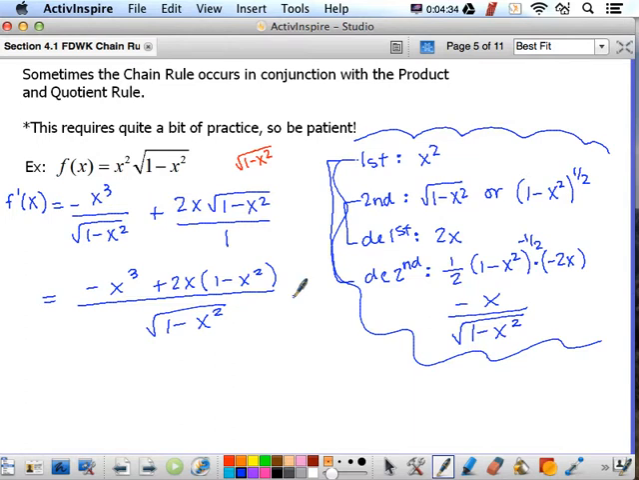And now you have to just clean that up. And the way to tell if you must distribute or if you can stop is whether or not you still have parentheses and you have addition or subtraction outside of those parentheses. And we do. Because this plus sign is outside of the parentheses, we are going to be forced to go further. And the only way to do that is to distribute and see what we get. So we have negative x cubed plus 2x minus 2x cubed all over the square root of 1 minus x squared.